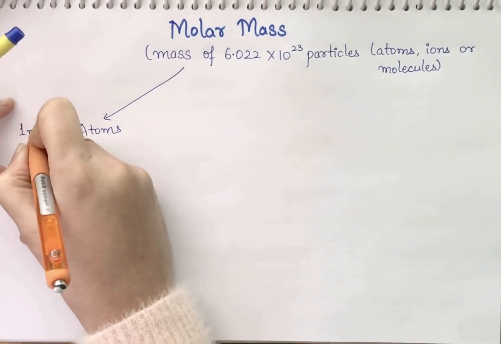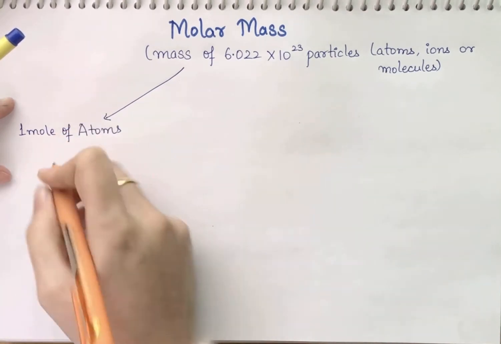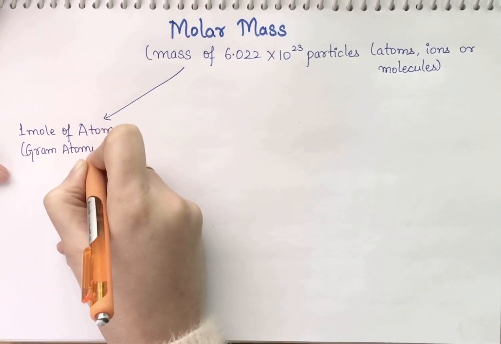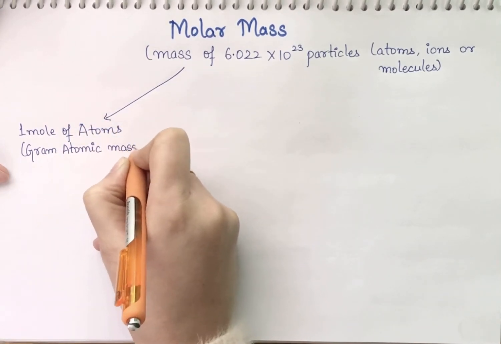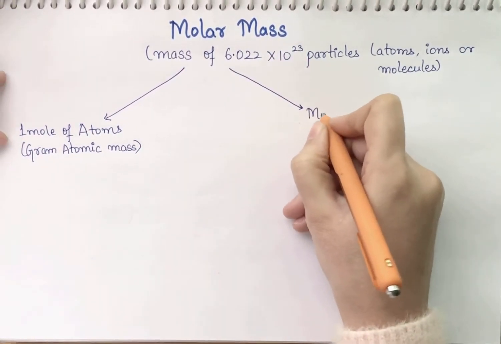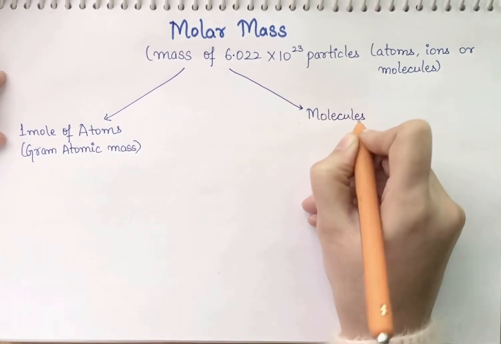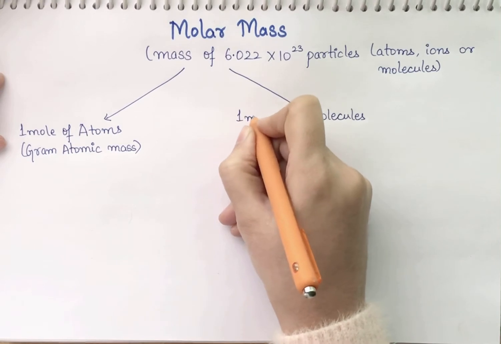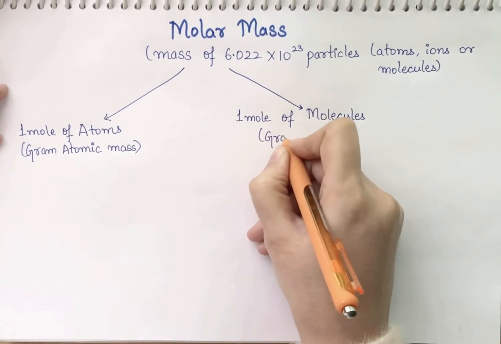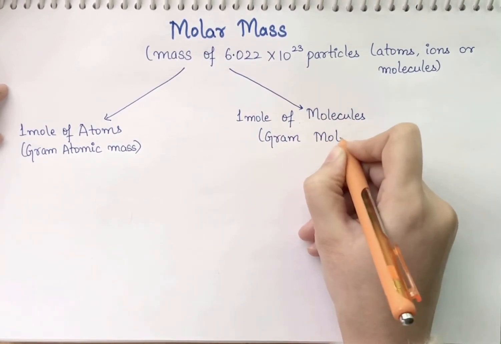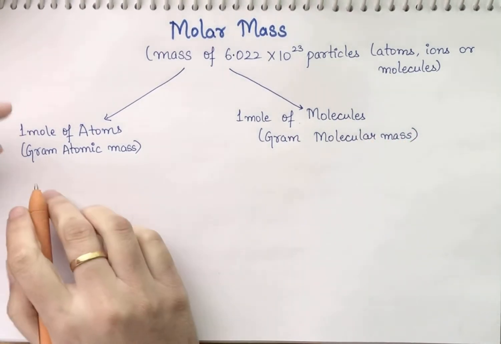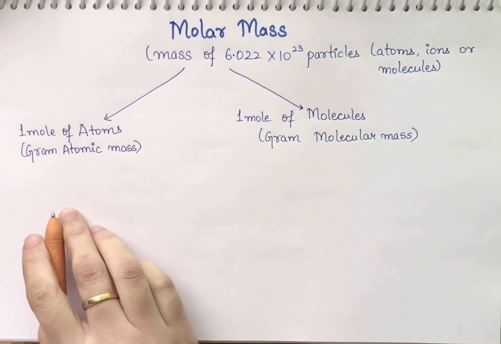In molar mass, if you are finding the mass of 1 mole of atoms, it will be gram atomic mass, and in molar mass, if 1 mole of molecules are present, that means you are finding the mass of 1 mole of molecules, it will be gram molecular mass, right?